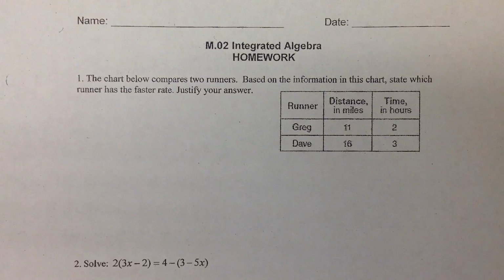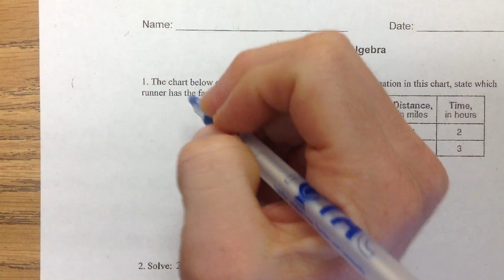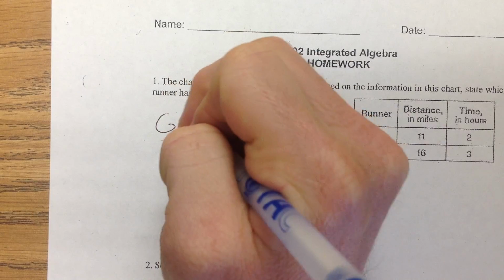Number 1, the chart below compares two runners. Based on the information in this chart, state which runner has the faster rate, justify your answer. Alright, so again, this is coming from Unit 3. This is a proportion problem, and we're actually going to have to set up two proportions, one for Greg and one for Dave. So each person has 2 units. They have miles and hours. So why don't we start with Greg here.